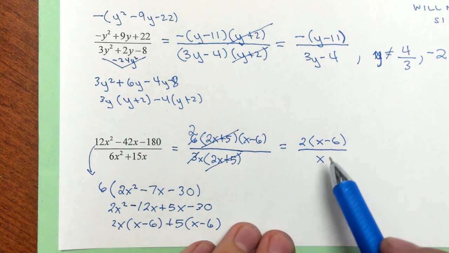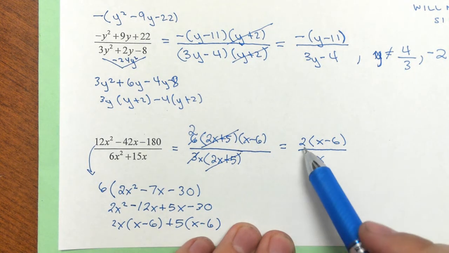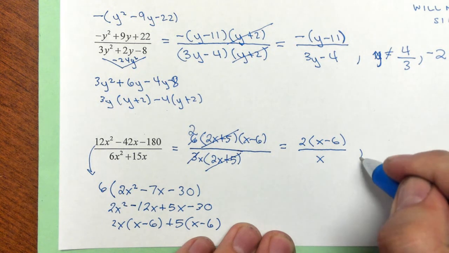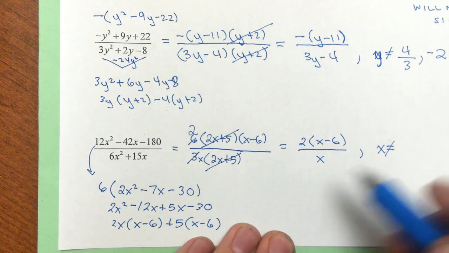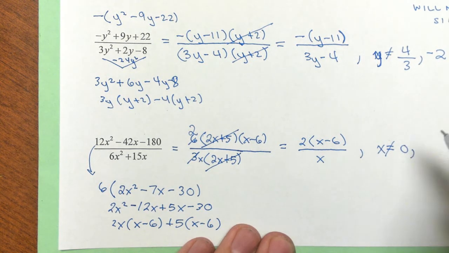Now mind you again, x is not a factor of the numerator. This cannot be simplified anymore. I could distribute the 2 for my answer, or I could leave it like this. It's really not important. And again, I want to make note of what restricted values I had. Well, x could not equal 0, clearly. And x could also not equal negative 5/2.